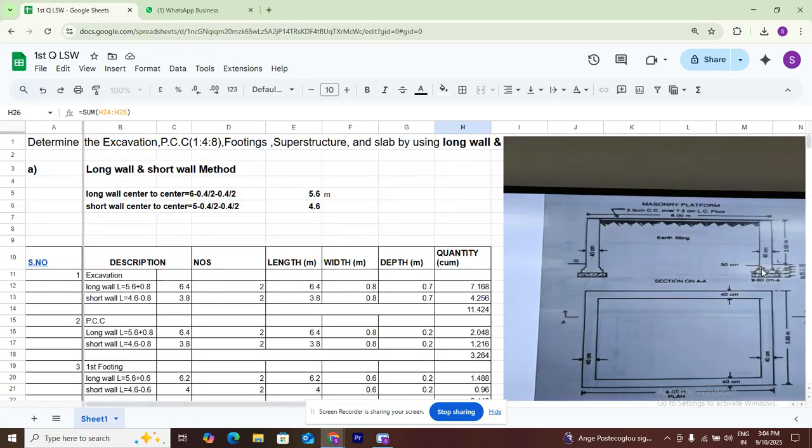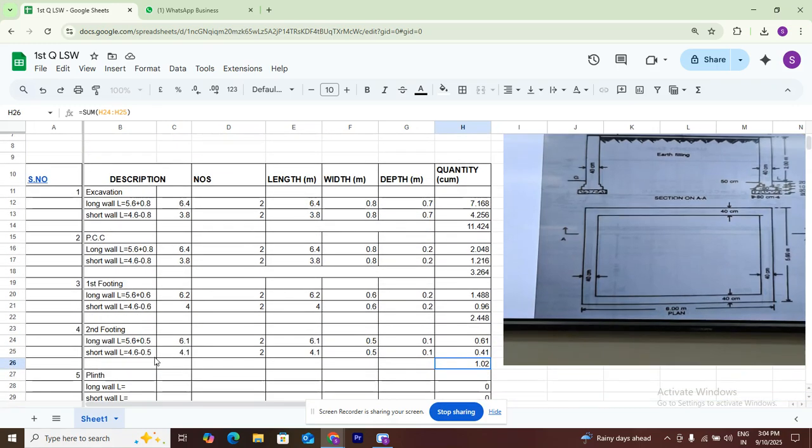The first footing, second footing, above it is 20 centimeters. This is a plinth. 20 centimeters is the plinth of the footing. Okay, that one is the plinth level, taken as 20 centimeters, and 0.4 is the wall thickness. Only that one. Okay, we consider the same.